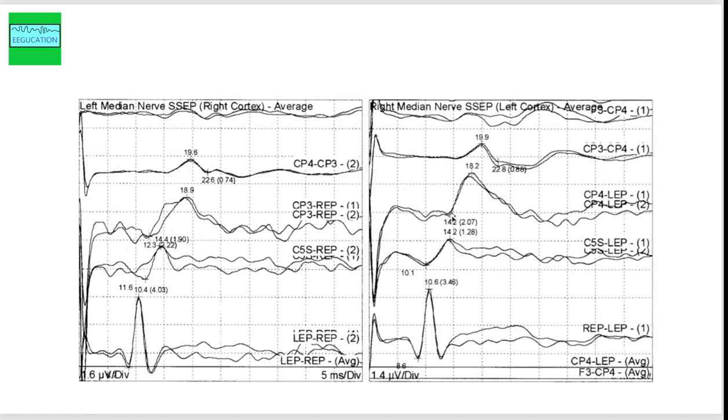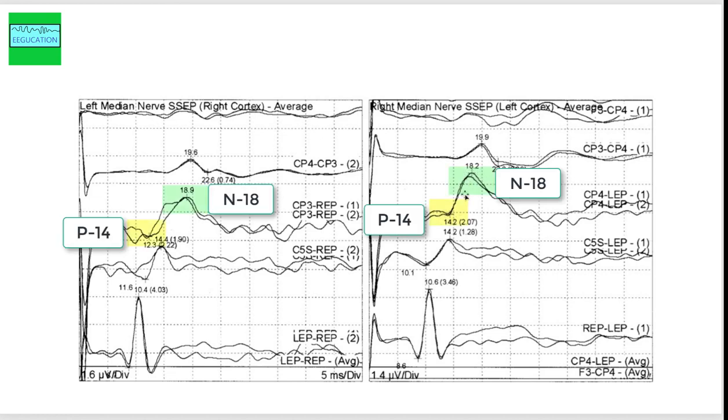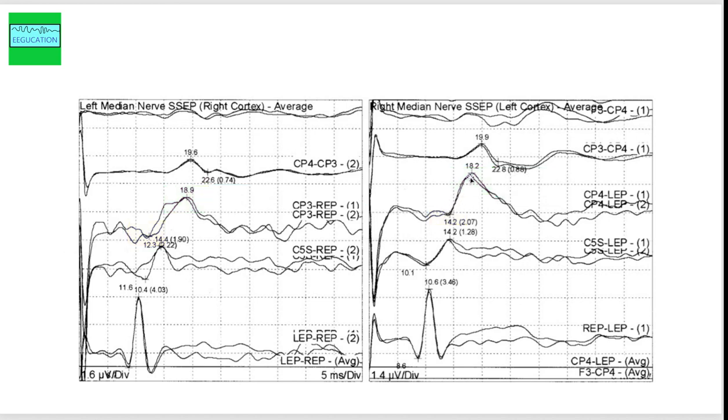The next waveforms on the left side, it is not very well reproduced, but here it looks a little bit better. This is what is called P14, and this is called N18. P14 is generated by the medial lemniscus, and N18 is generated by the thalamus or the subcortical structures.